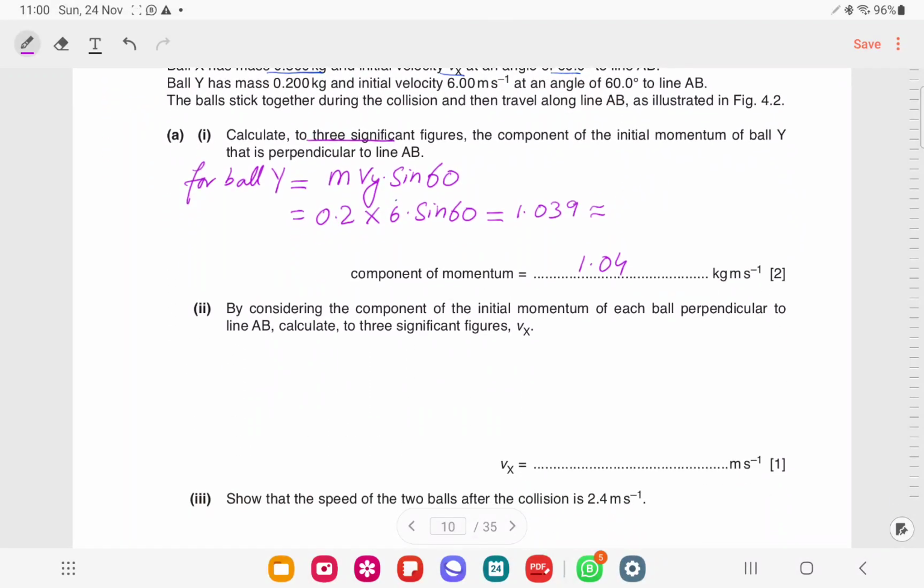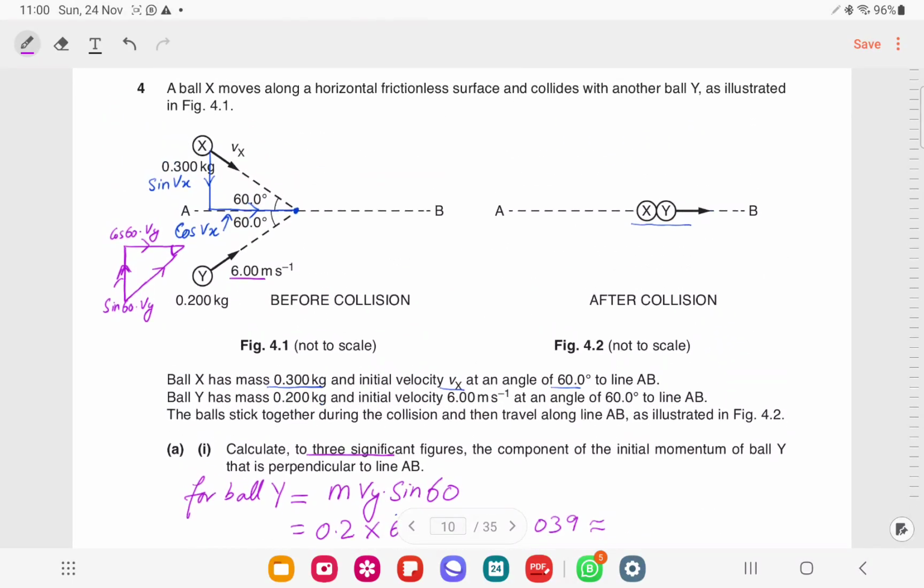Now in part 2, by considering the component of the initial momentum of each ball perpendicular to line AB, calculate to three significant figures the value of Vx. We have to find Vx. If we look carefully at the perpendicular component for Vx, with the blue arrow we pointed, it's pointing in a downward direction and for Vy it is pointing in an upward direction.